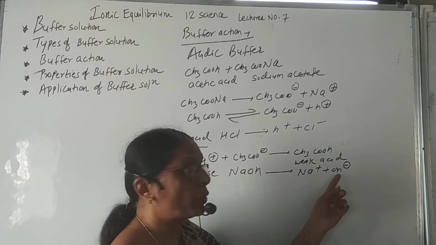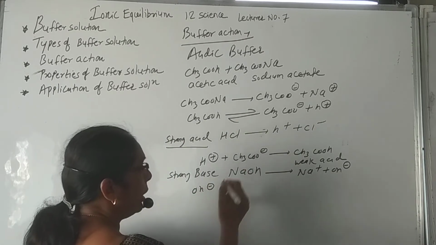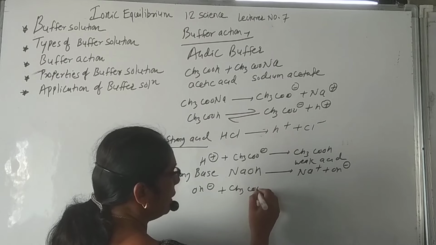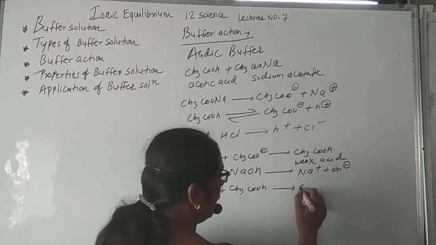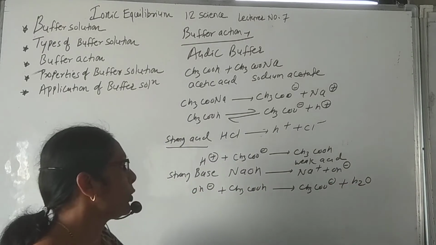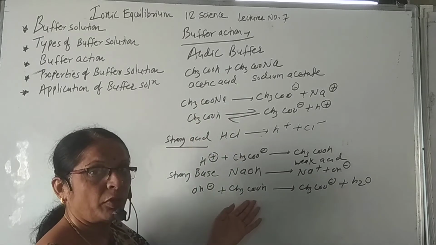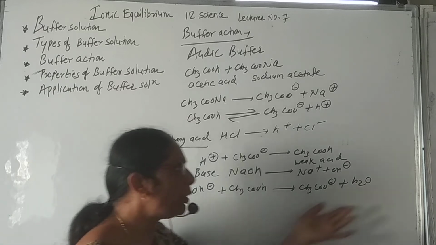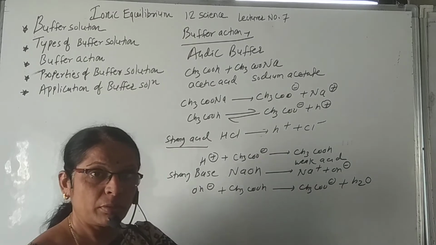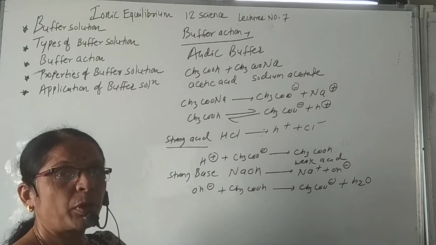We already know the relation. So how can we neutralize the effect of adding the OH minus ion? The solution has an excess of acetic acid, so this acetic acid absorbs the OH minus ion, forming the acetate ion and water. Though we are adding OH minus ion, it is absorbed by the acetic acid. The acetate ion is already in excess in the solution. Water only causes dilution, and dilution has no effect on the pH. We already discussed this in the properties of the buffer solution.